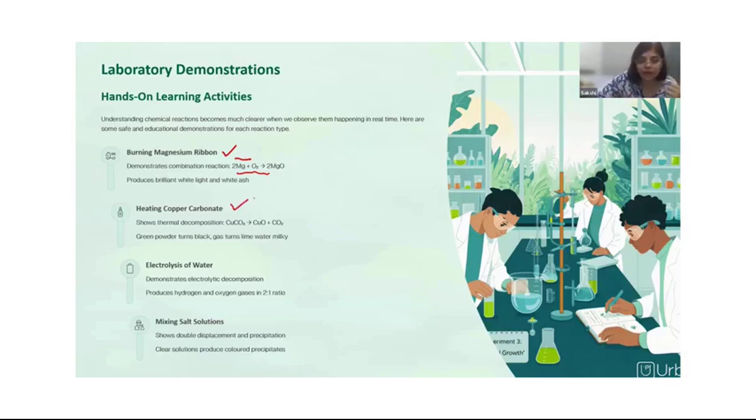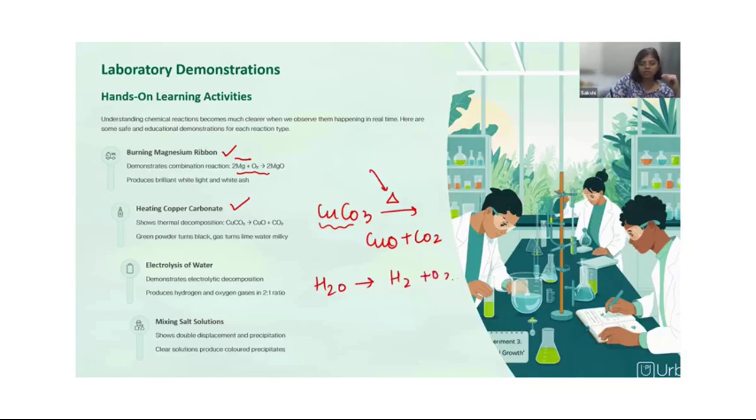Next is the heating of copper carbonate. We take a salt, copper carbonate, and we heat it. It is breaking down into copper oxide plus carbon dioxide. Can you guess what type of reaction it is? Yes, you are right. It is thermal decomposition. Decomposition means one reactant breaks down into two or more products, and here in the presence of heat, so it is thermal decomposition. Next is electrolysis of water, electrolytic decomposition. Water breaks down into hydrogen and oxygen.